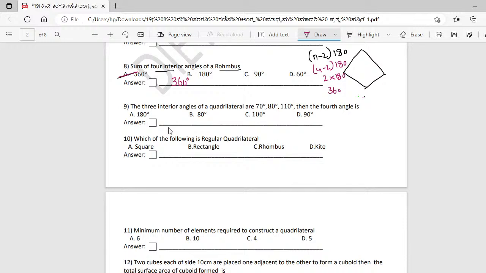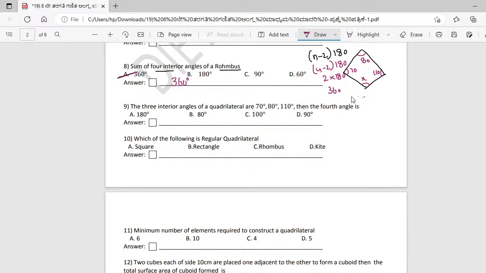The three interior angles of a quadrilateral are 70, 80, 110. Then the fourth angle is, okay, let us draw the quadrilateral. Here I have drawn it. I will consider the same figure for my ninth question. Let us give the angles, that is 70, 80, and the one more they gave, that is 110, and the one more we don't know, that is what they are asking us to find. We shall take that as our x.